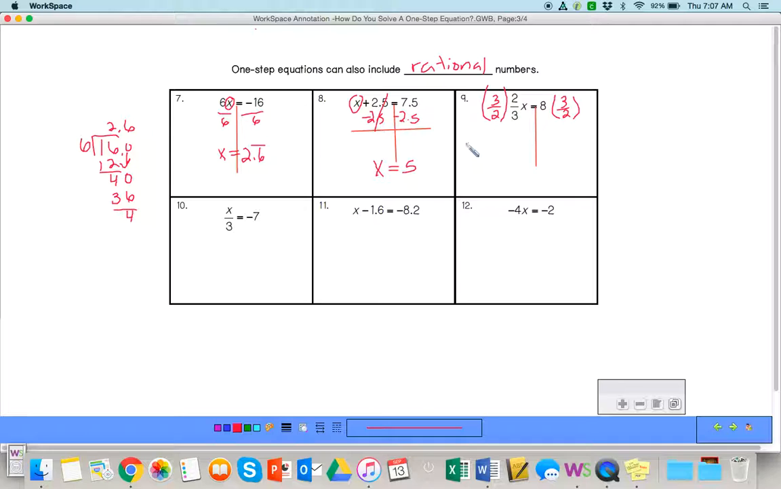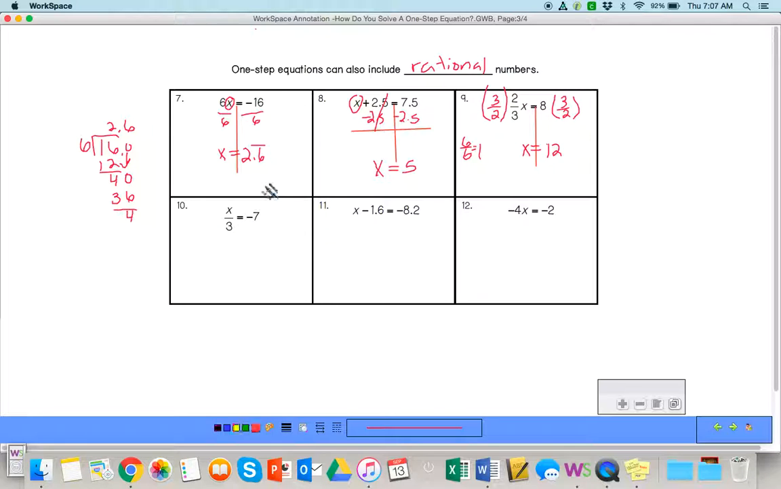So we end up with 6 over 6. 6 over 6 is 1. So that leaves us with x. Okay? So then to multiply by a fraction, you multiply by the top, divide by the bottom. So 8 times 3 is 24. Divided by 2 is 12. So that is our answer.